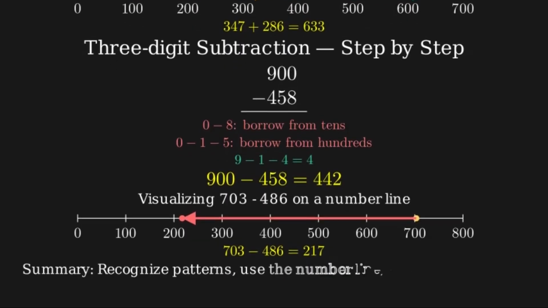Let's summarize. Patterns can be visual, like shape counts, or numeric, like arithmetic or geometric sequences. Number line visuals help with skip counting and with understanding addition and subtraction. For three-digit arithmetic, always align by place value, work on ones, tens, hundreds, and handle carries and borrows carefully. Practice makes this process faster and more intuitive.